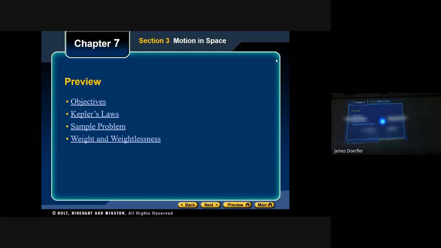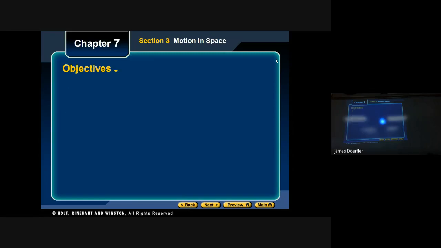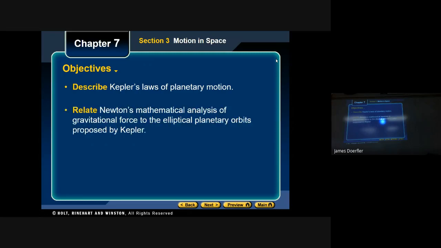All right. So what we're going to be looking at is a few laws by the gentleman named Johannes Kepler. We're going to be looking at a couple sample problems and then discuss weight and weightlessness. Since we are talking about space, we're going to be talking about weightlessness. So we're going to describe Kepler's laws of planetary motion. We're going to relate Newton's mathematical analysis of gravitational force to the elliptical planetary orbits proposed by Kepler and solve problems involving orbital speed and period. So you will be applying or writing down some new formulas today, okay?